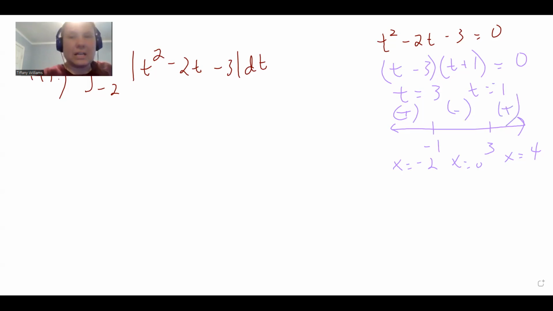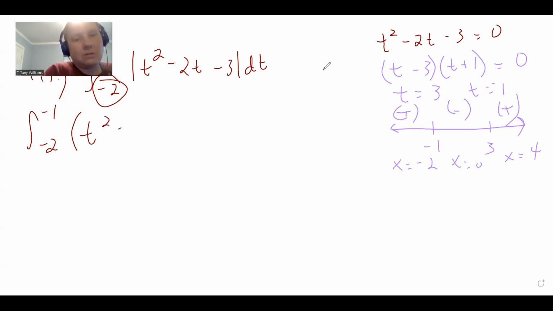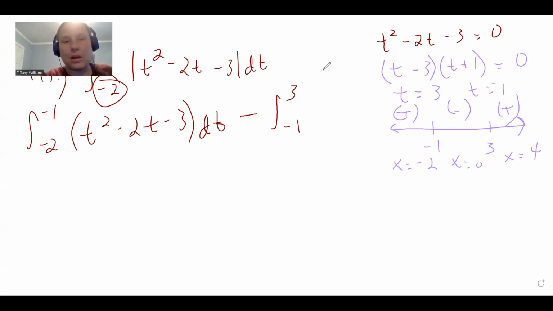Okay, so what this has done is this has helped me figure out how I'm going to break up my intervals. So my intervals are going to run from, now notice I'm going to start from -2 and I'm going to end at 4. So my interval is going to run -2 to -1 because that's positive. This is going to be t squared minus 2t minus 3 dt. Notice from -1 to 3 is going to be negative, so I need to subtract that area out. So I'm going to have the integral from -1 to 3 of t squared minus 2t minus 3.